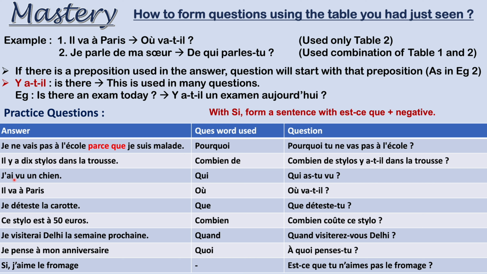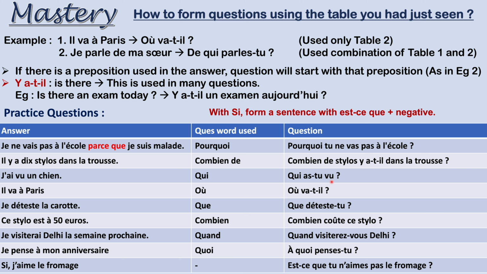J'ai vu, this is "vu", from the verb voir, and it's the passé composé, right? So, I saw a dog. We'll be using qui, right? So, Qui as-tu vu? Qui as-tu vu? Qui means who or whom.